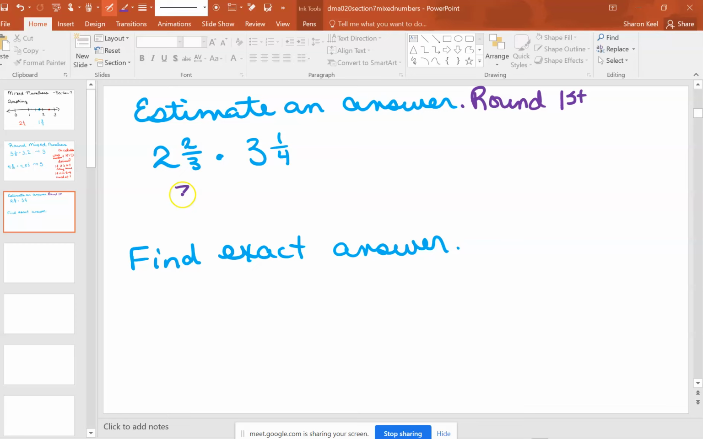So this one is going to round up to a 3. Half of 4 is 2. The 1 is smaller than 4, so this one would stay the same. It would round and be just the number 3.